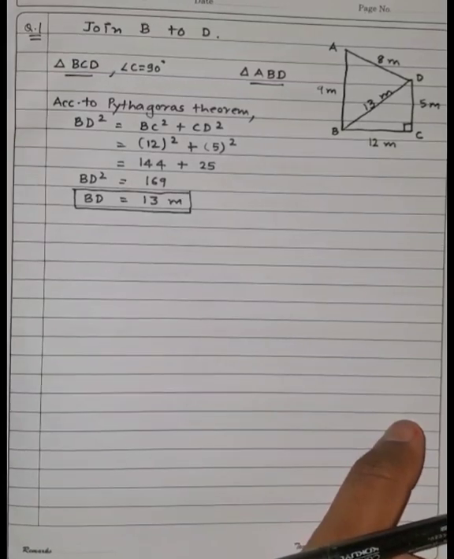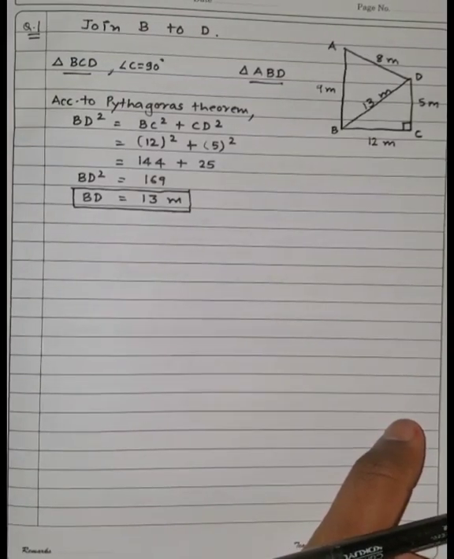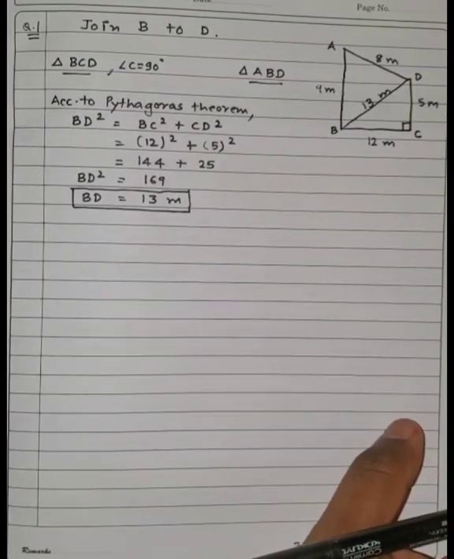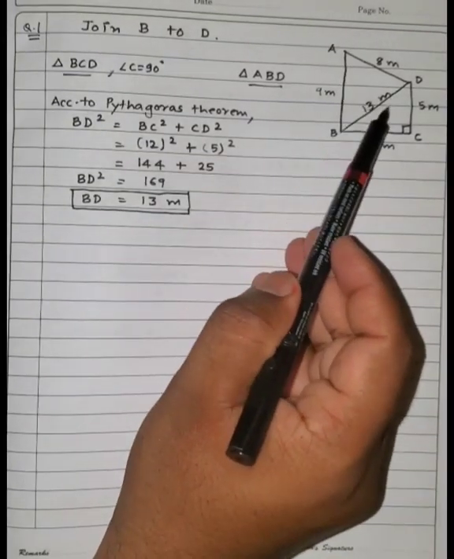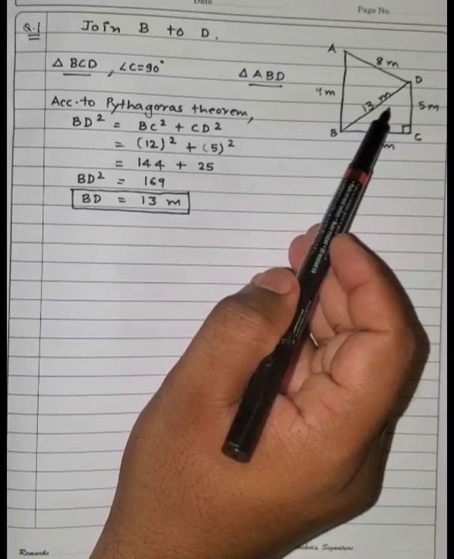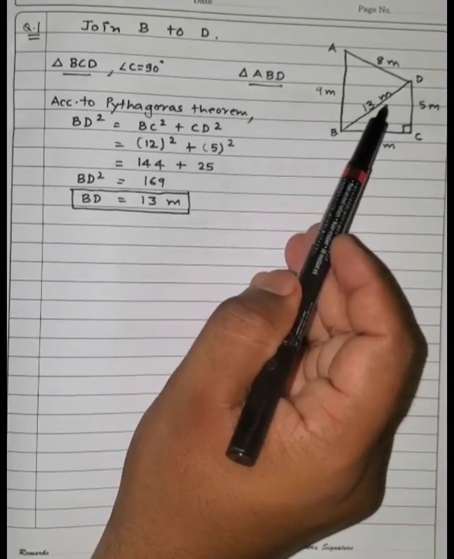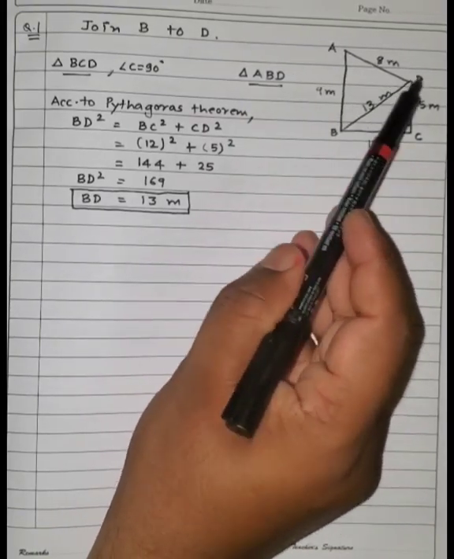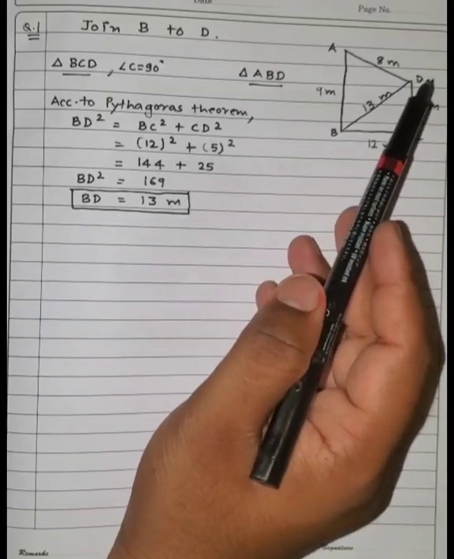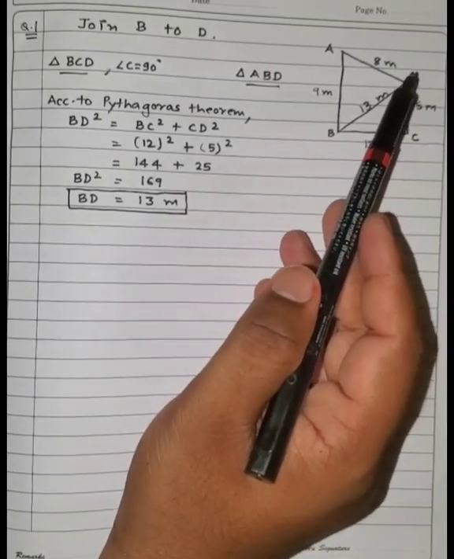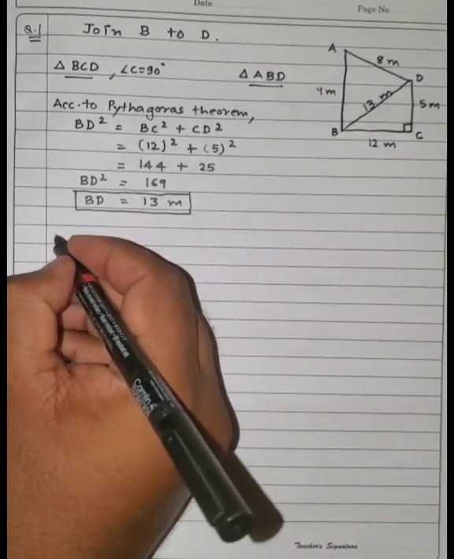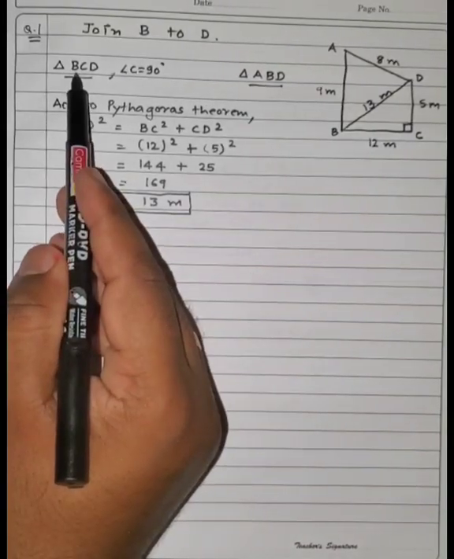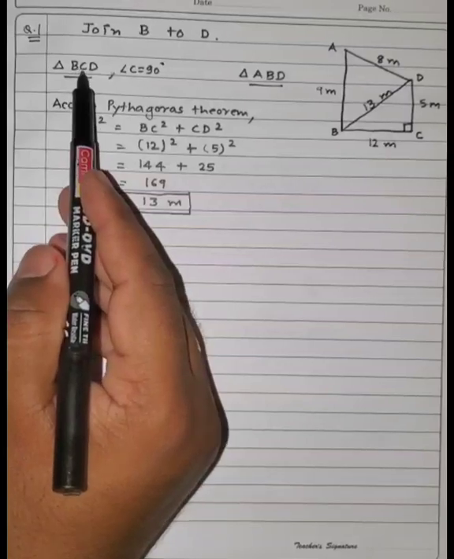Now, I hope it has become very clear how to find the area of this quadrilateral. I'll find the area of these triangles individually and then add the areas of these two triangles to get the area of the quadrilateral. So let's proceed with that. Let me take the same triangle that I was dealing with, triangle BCD.